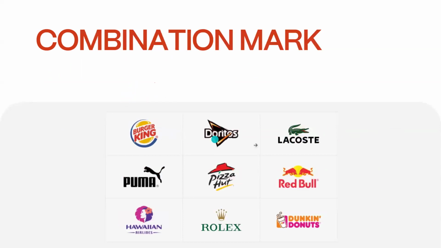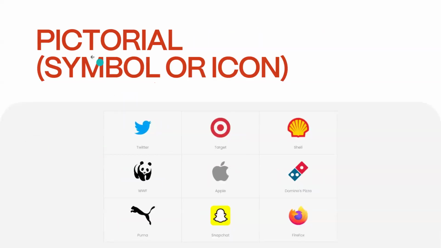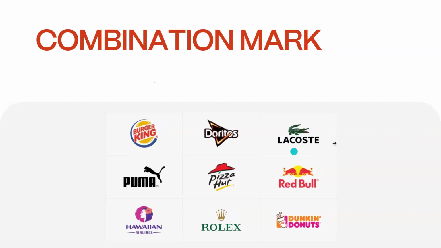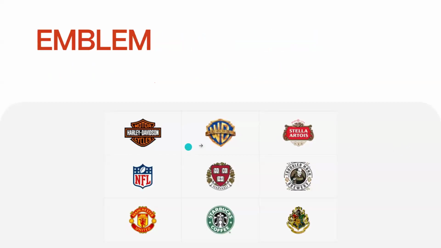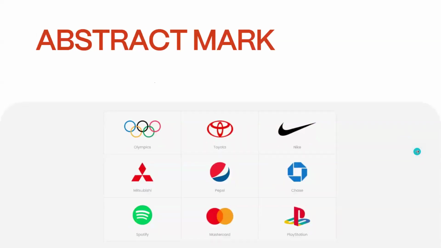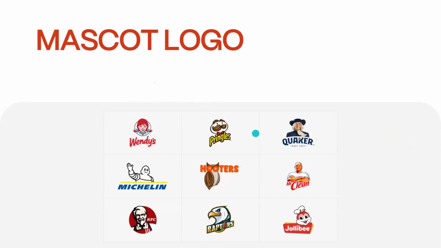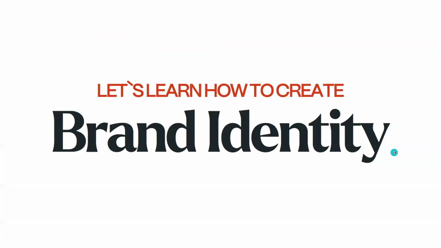Combination means it is using pictures and the words, right? Emblem means, as you can see, it is using kind of a sign. Okay. Abstract mark means to use a shape as the logo. Mascot means they are literally using a human figure or an animal figure in a logo. Okay.